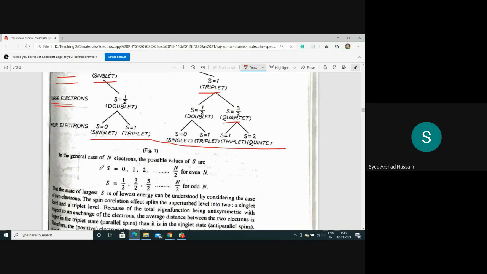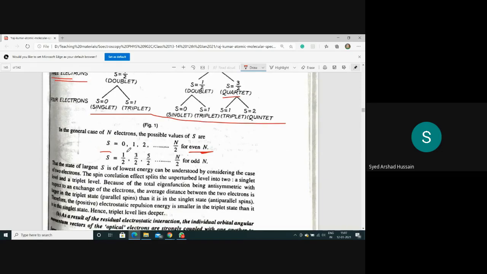In general, for n electrons, the possible values of S are S equal to 0, 1, 2, up to capital N by 2 for even n, and S equal to half, 3 by 2, 5 by 2, up to capital N by 2 for odd n.